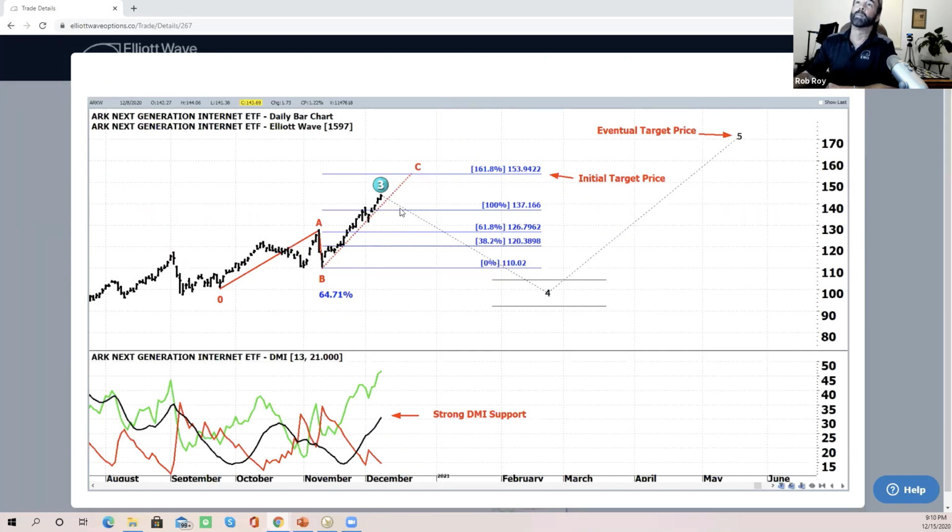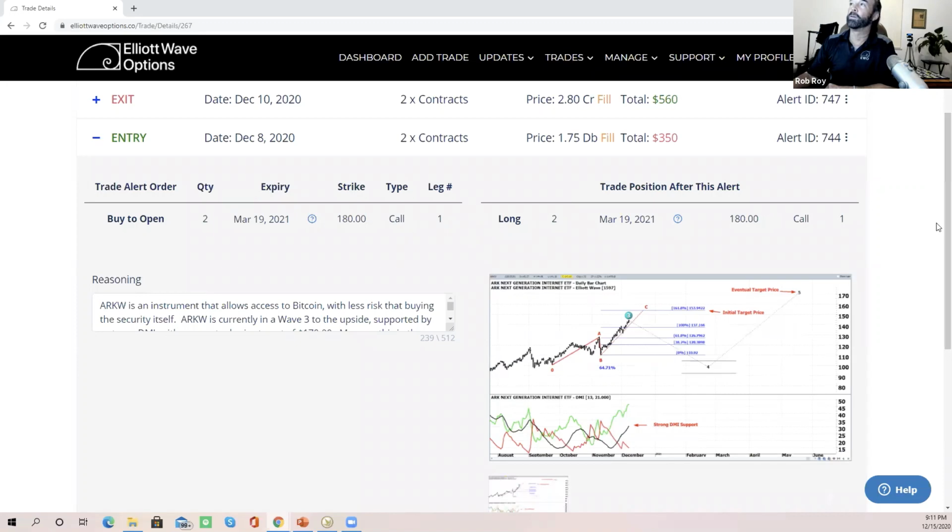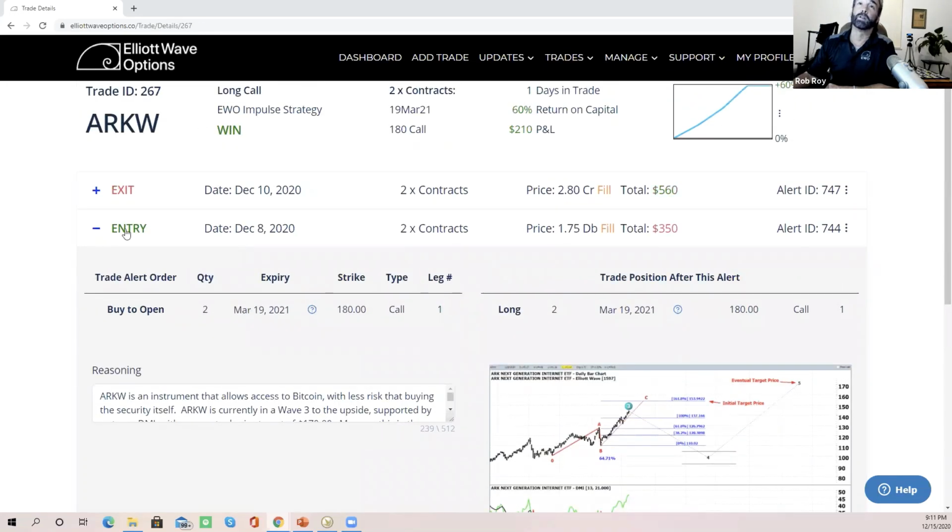Because remember, hitting the 100% extension, that's all the zigzag is supposed to do. It has done its job when it hits the 100% level. But sometimes the wave 3, a C wave in a zigzag, a wave 5, become extended. They become extended waves and they go to the next fib level. Well, that's what the 161.8% level is. So having such a strong looking DMI gave us an indication that, yeah, it's likely that we're going to go up to that level. Now, again, the reason you can see next gen internet, the reason that we entered it is because there is a Bitcoin trust, the Grayscale Bitcoin trust, that ARKW actually owns.